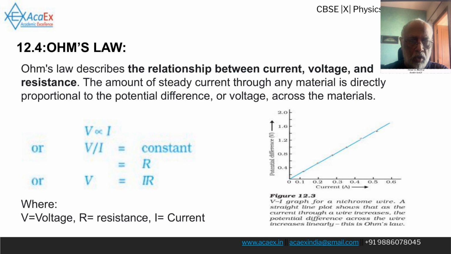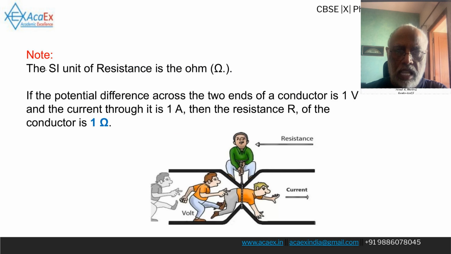The graph is a straight line, which shows that as current increases, potential difference increases linearly, demonstrating Ohm's law. The SI unit of resistance is the ohm, which is represented by the Greek letter omega. 1 ohm is defined as the resistance of a conductor when a potential difference of 1 volt across it results in a current of 1 ampere flowing through it.